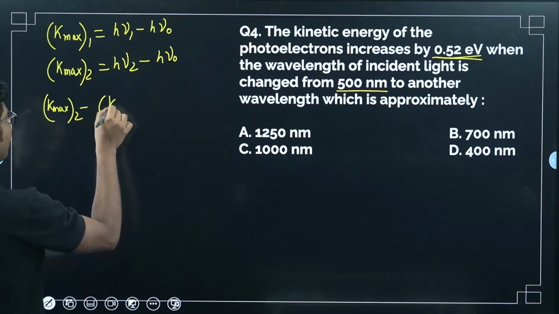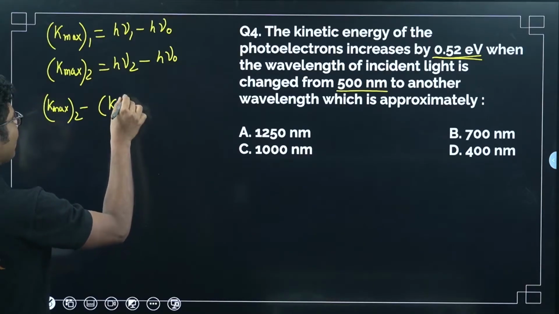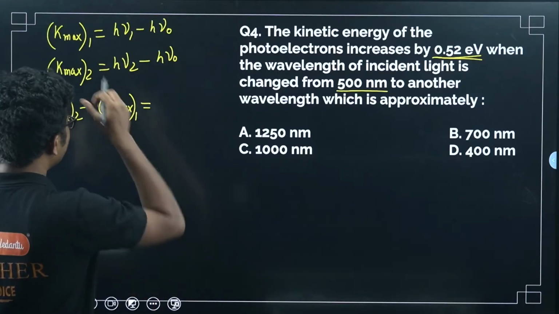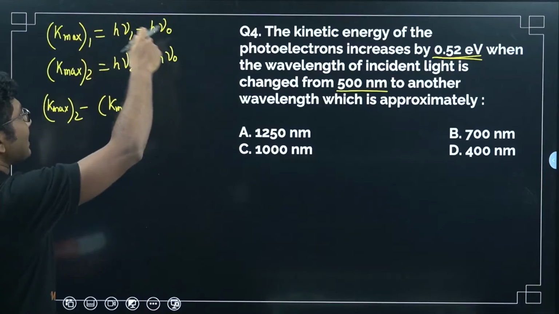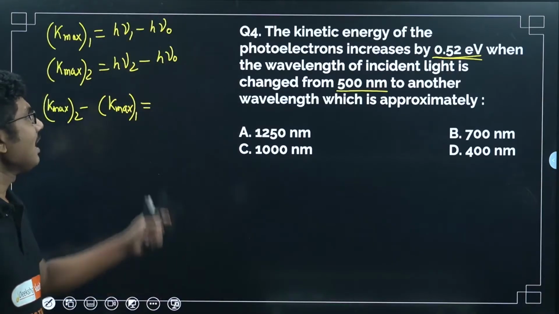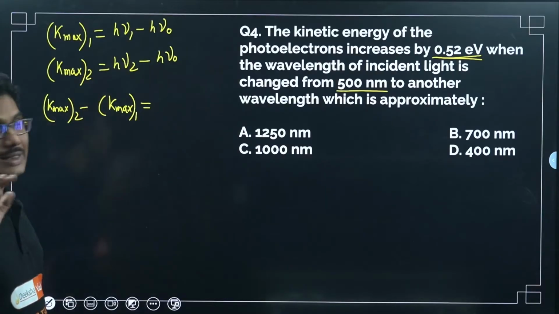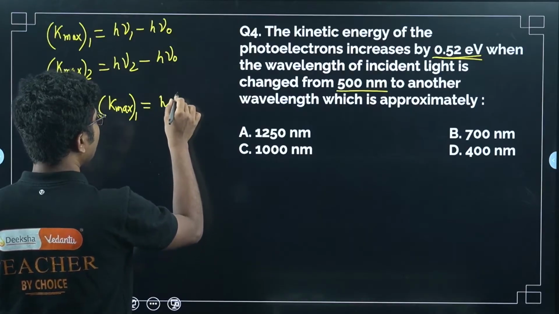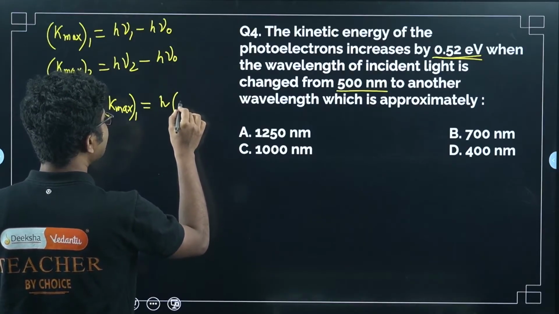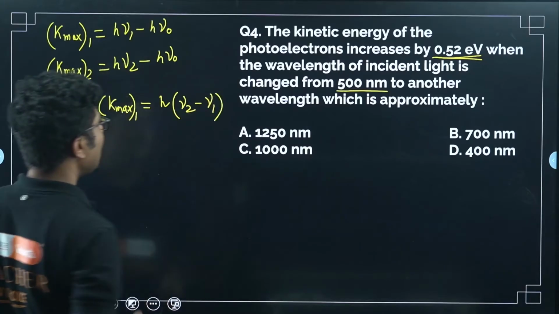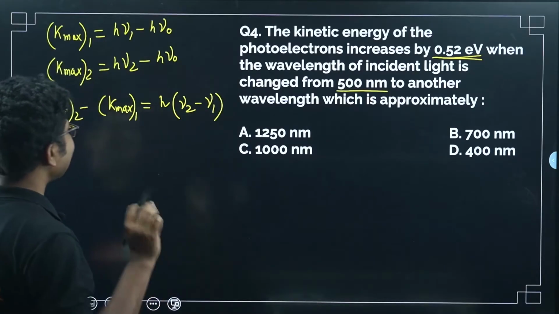minus K max 1. Now I am going to show you one of the intelligent answers for this. If you see K max 2 minus K max 1, h nu naught in one case will be positive and in the other case negative because of the negative sign in between, so they will cancel. So you will get h common, nu 2 minus nu 1. This is the basic, starting part.